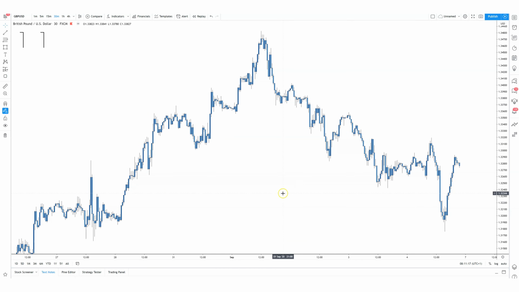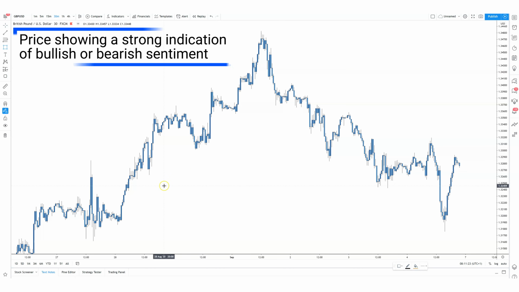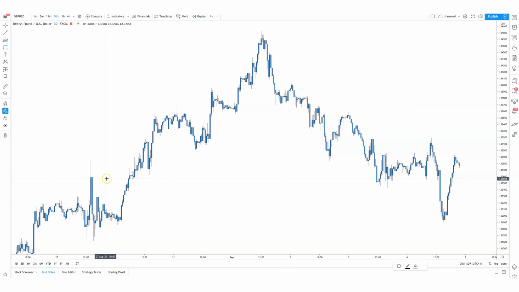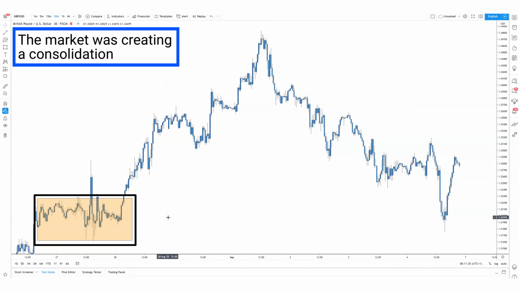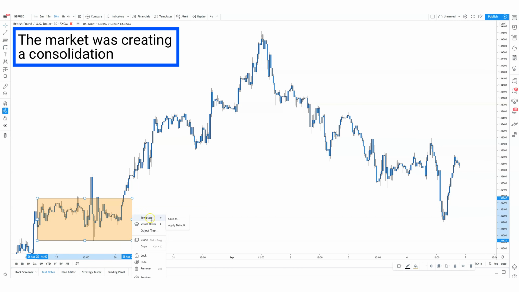So for our first example, what we want to identify with this market structure is price showing a strong indication of bullish or bearish sentiment. So if we start at the left, we can clearly see here that the market was creating a consolidation. Okay, it's a sideways moving market. It's not making any higher highs and it's not making any lower lows.